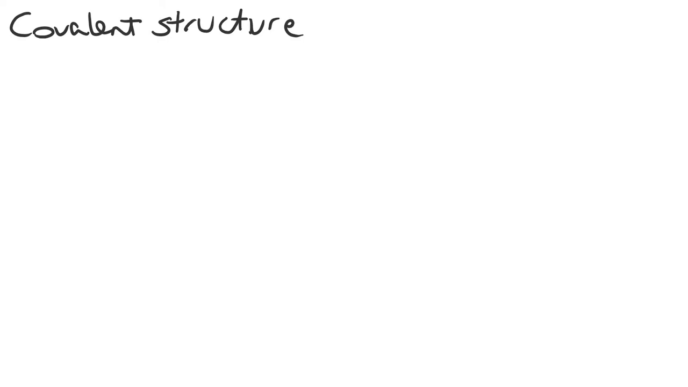In this video we're going to be looking at covalent structure. Now there's two types of covalent structure, but we'll only look at one in this video. There are giant covalent structures and simple molecular structures. Giant covalent are things like diamond and graphite. We will not be looking at them in this video, but we're going to deal mainly with simple molecular structure. That is the structure of molecules.